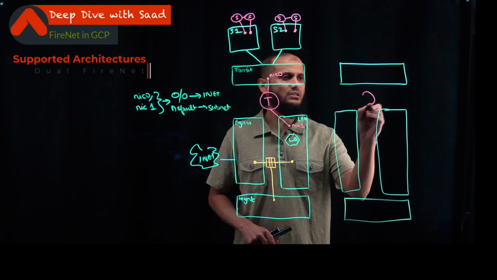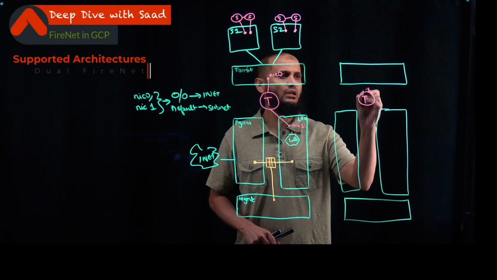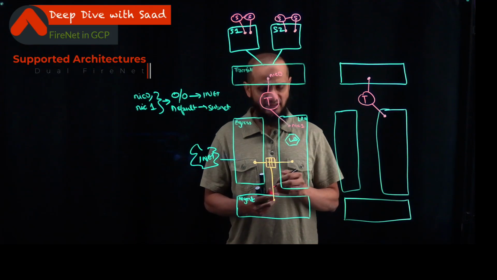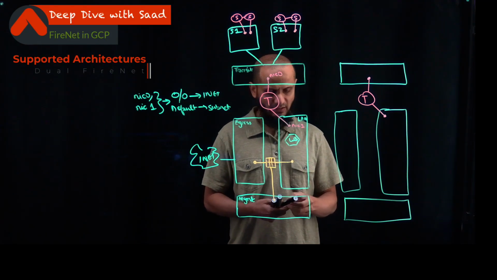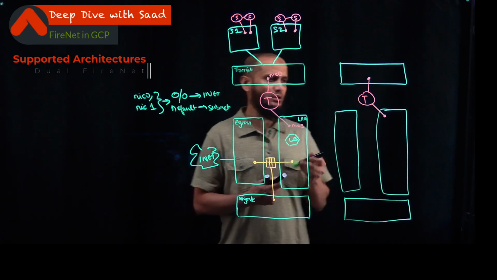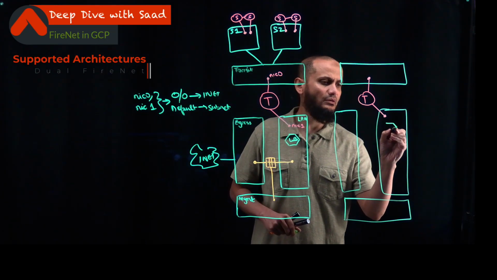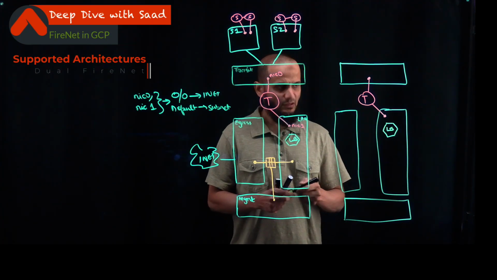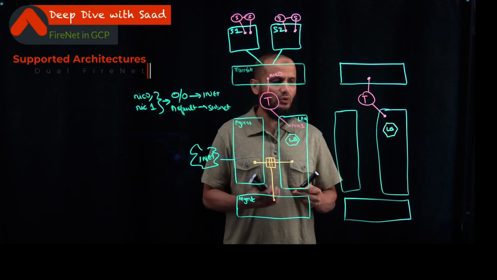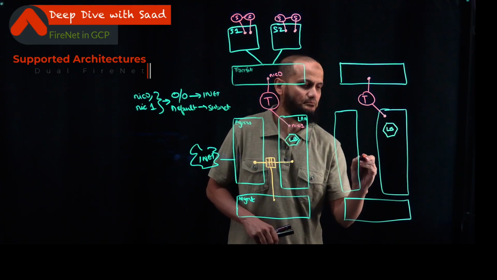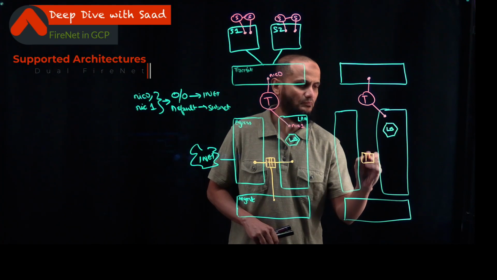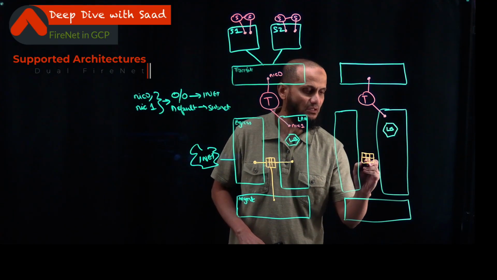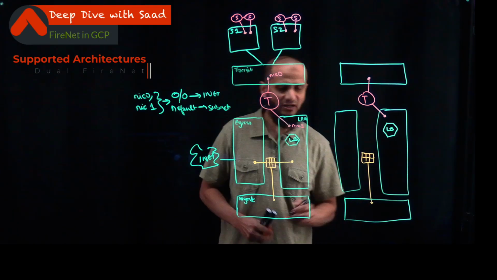Aviatrix transit gateways will be deployed, and then they will have one NIC in the transit, another NIC in the LAN VPC. There will be a load balancer, and then firewall. And if this firewall vendor requires a dedicated management interface, then the NIC is going to be in the management VPC.